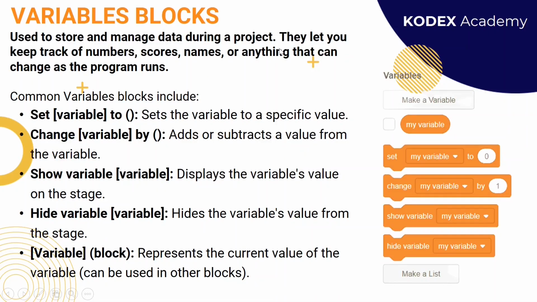Variables block. This variable is specially used to store and manage your data during the project. For example, you want to store, or you can take any number from the user. You are going to make a variable to calculate the score or a particular name or anything. Here you can create your variable and keep tracking the particular number, score, name or any other kind of data during your program, and according to that you can make changes in your script to make your program more interesting and more interactive.